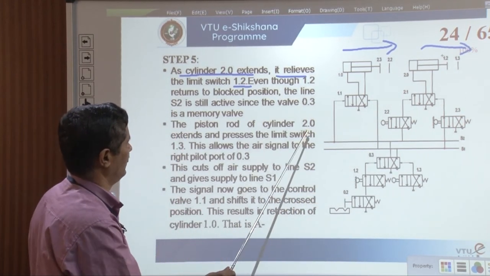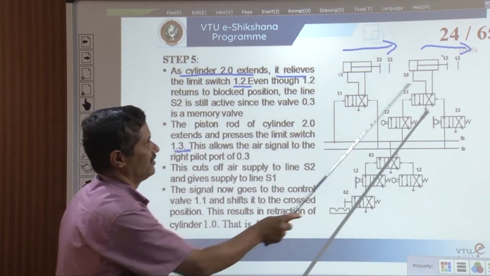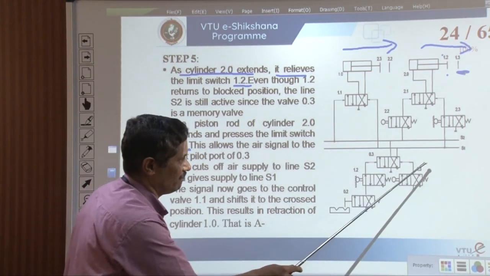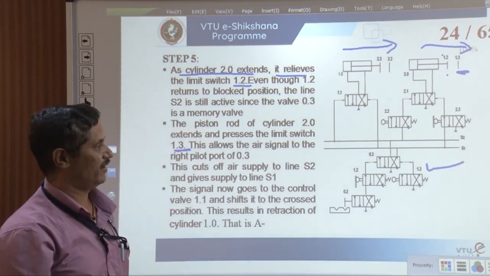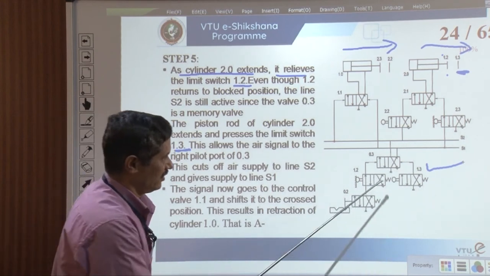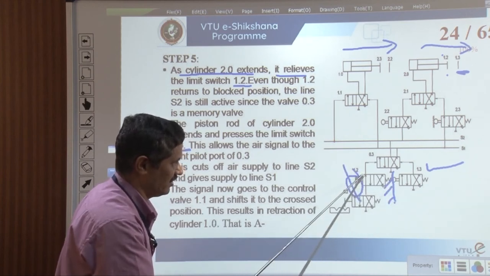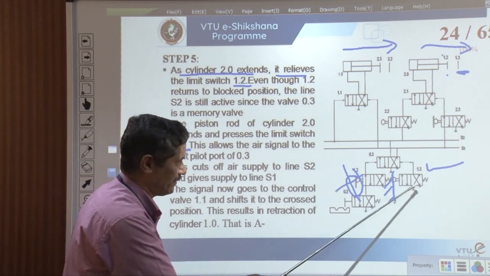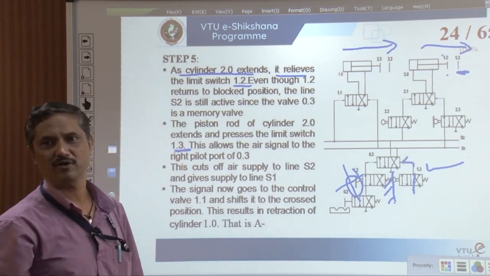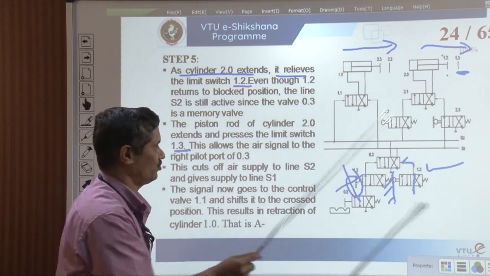And the piston rod of the cylinder 2 extends and presses the limit switch 1.3. This is important. So as it moves forward, this presses 1.3. So where is 1.3? 1.3 is this. If you observe this, 1.3 is this. So when the 1.3 gets pressed, air goes from here to here and gives signal to this port. You are changing your air supply from S2 to S1 now.